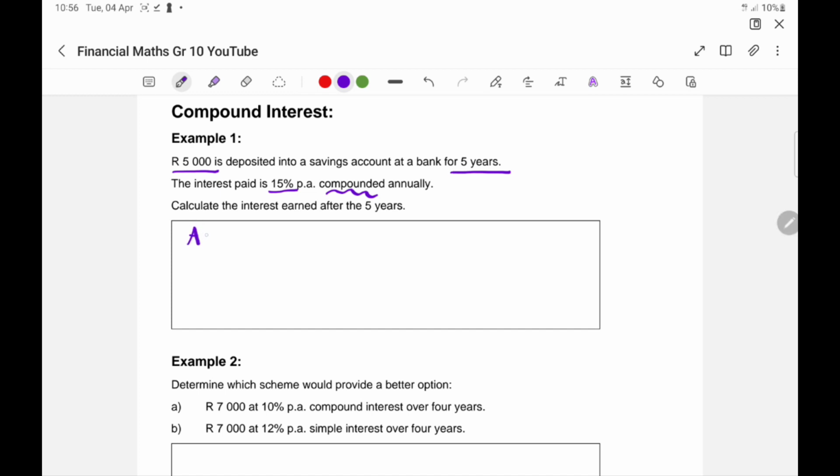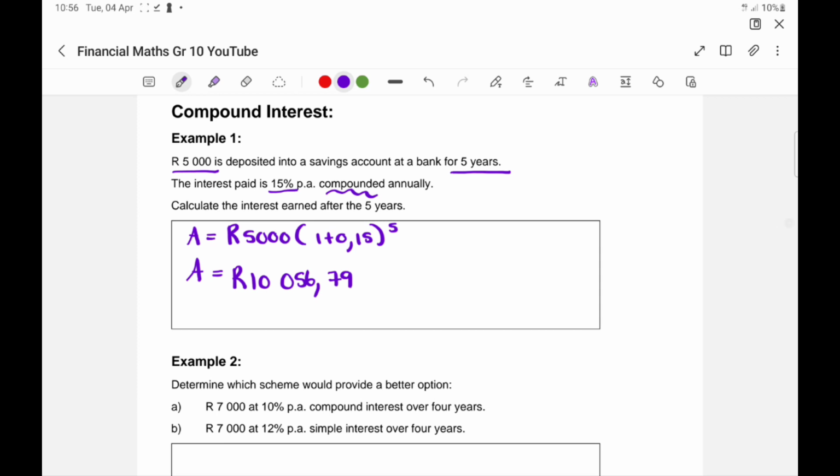Okay, so you're going to put it into your formula. 1 plus 0,15, all raised to the power of 5. And just like that, you insert it into your calculator, and it should give you 10,056 and 79 rounded off.